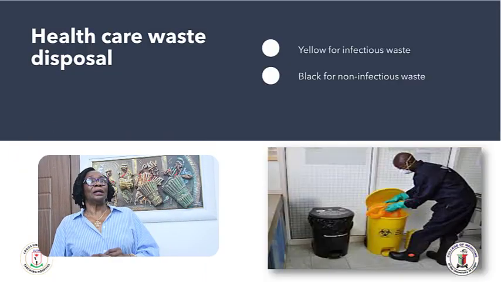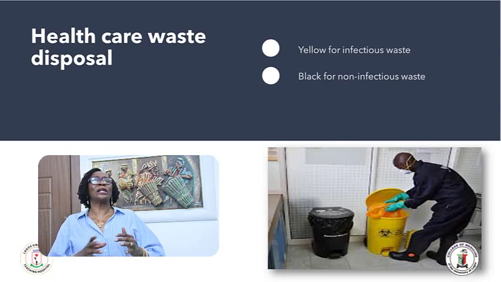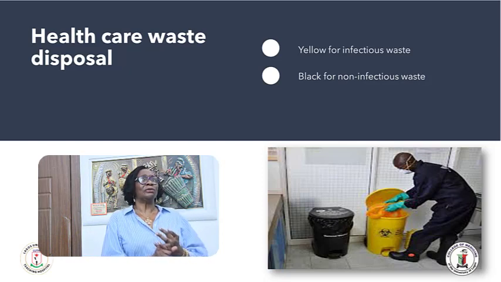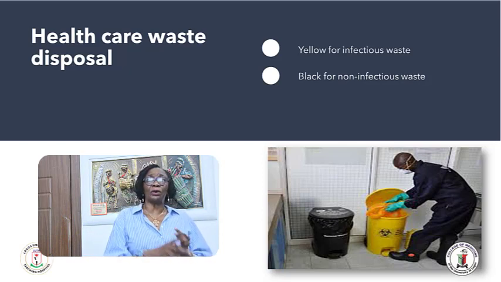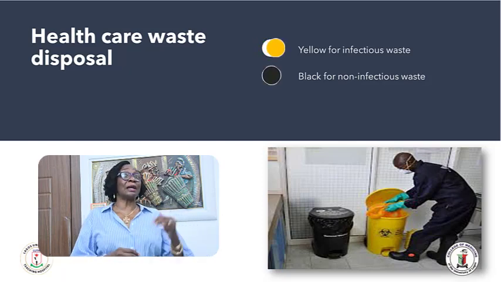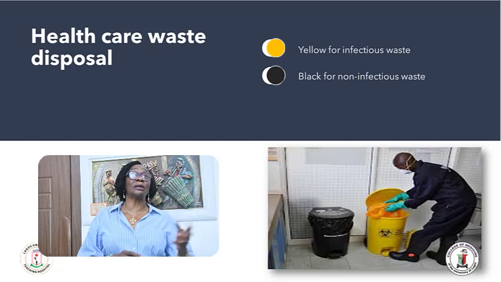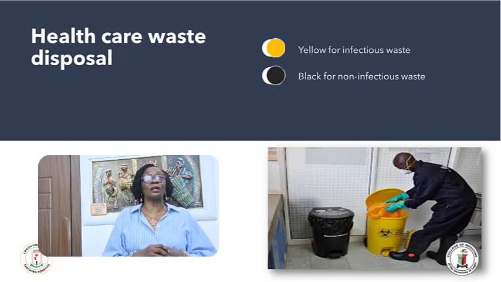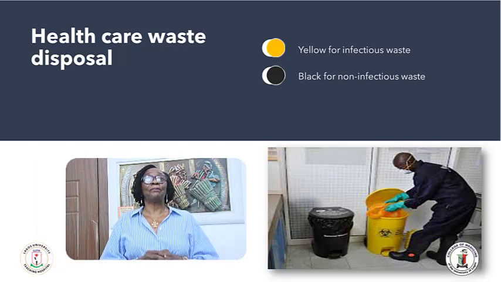I would say where available, but if you don't have it, there are many alternatives. You can buy yellow buckets, and you have black buckets like in this picture. You use yellow for infectious waste and black for non-infectious waste. Sometimes you may need to spray these buckets if you don't have the right color to use.